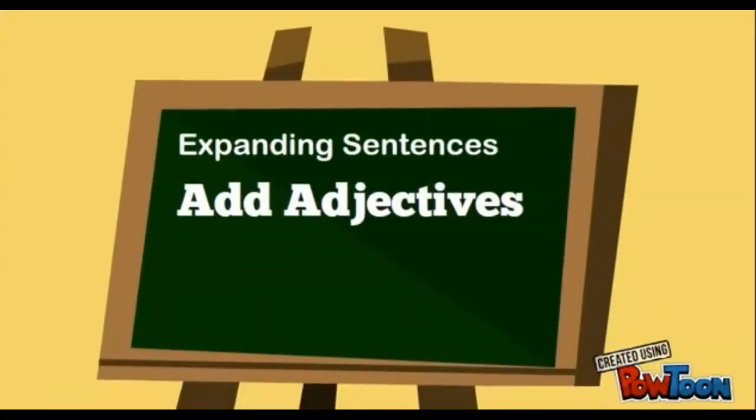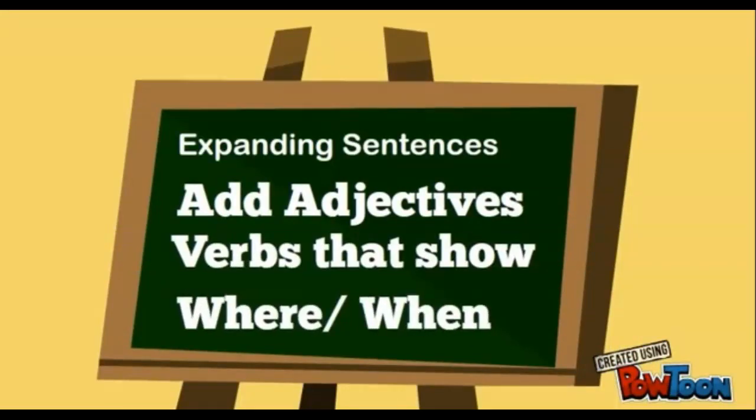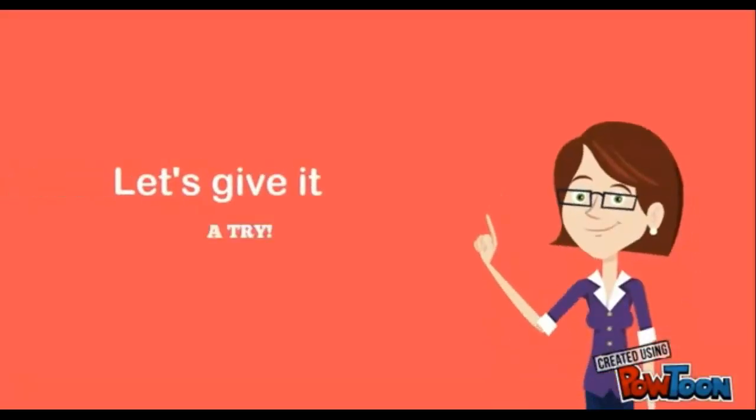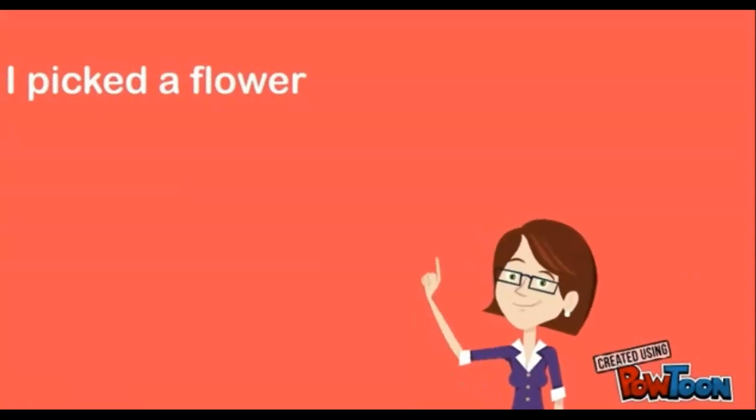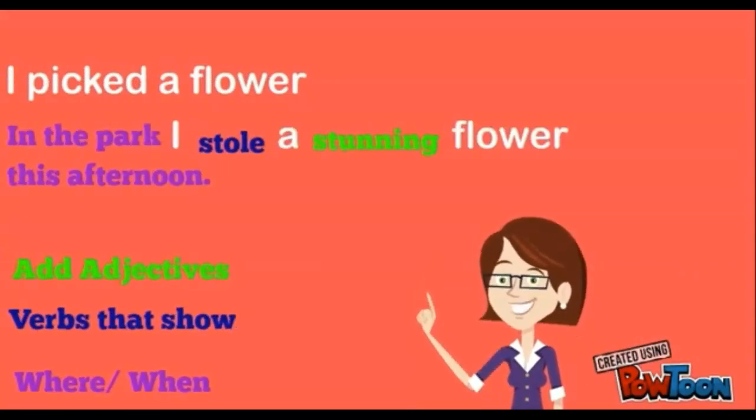Remember, when expanding sentences, add adjectives, use verbs that show, and tell when and where the action is happening. Let's give it a try. I picked a flower can become, in the park I stole a stunning flower this afternoon. In the park and this afternoon, tell where and when. Stole is a verb that shows, and stunning is an adjective.